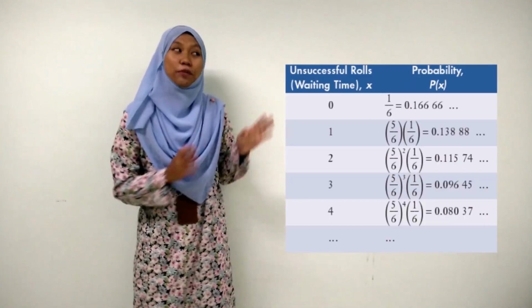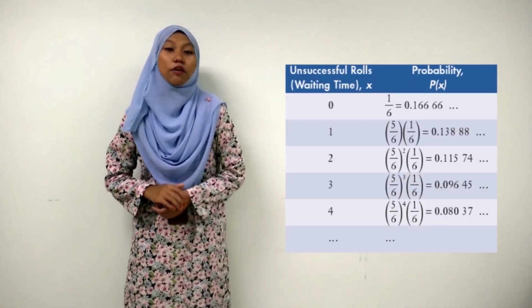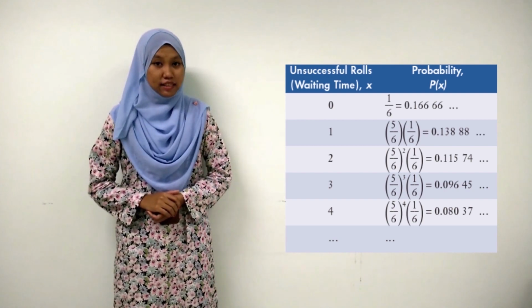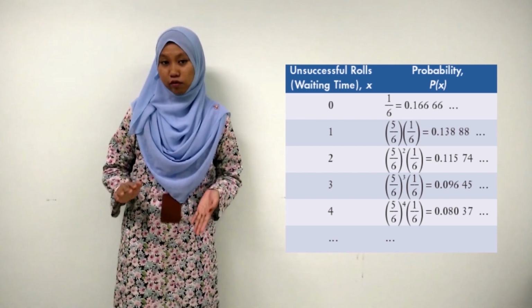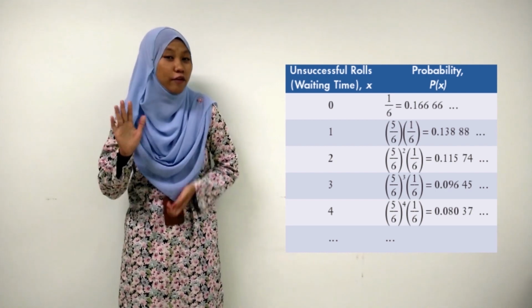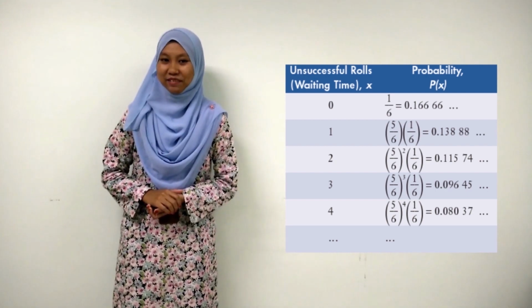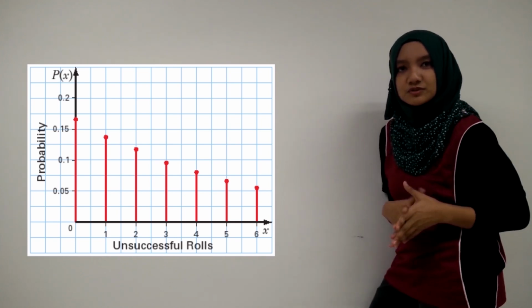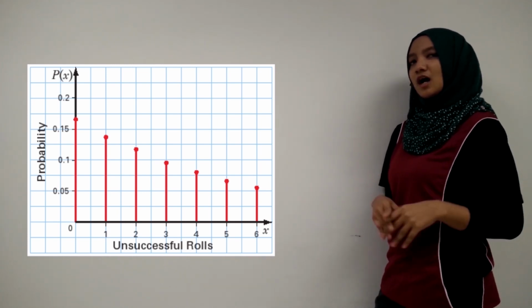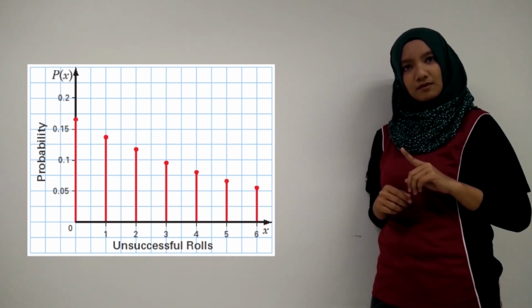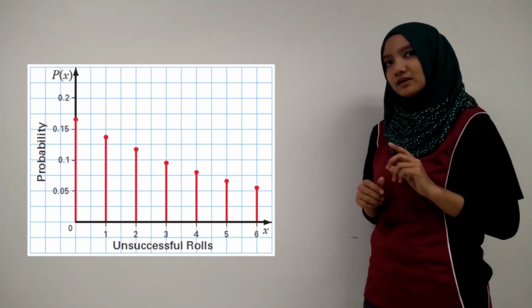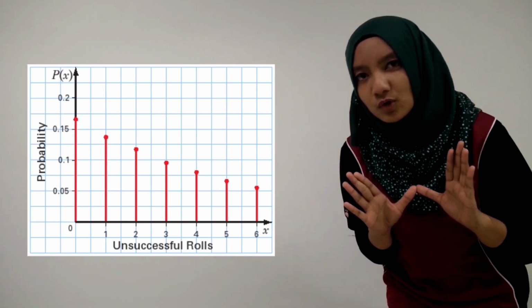We can apply the product rule to find the probability of successive independent events. Thus, each unsuccessful roll preceding the successful one adds a factor of 5 over 6 to the probability. This distribution theoretically continues forever, since one possible outcome is that the player never rolls doubles.